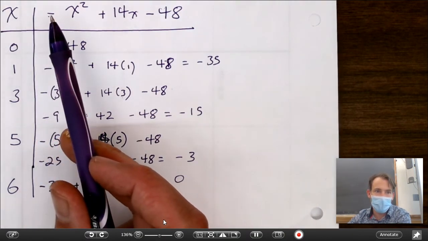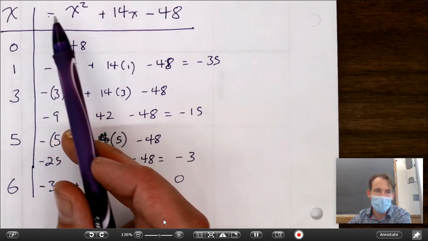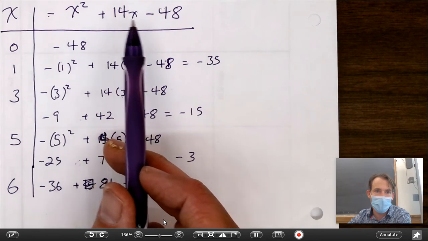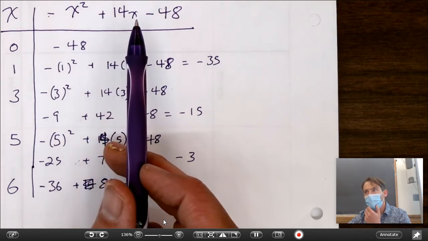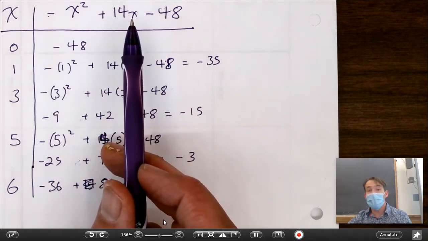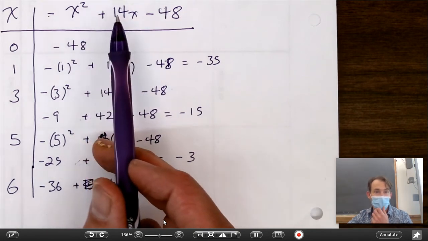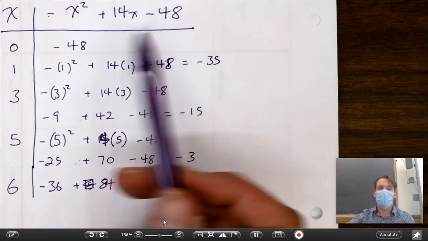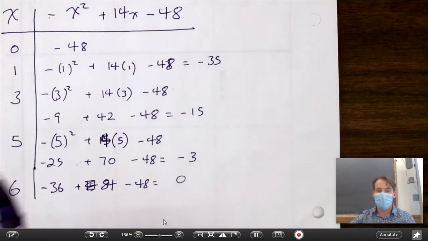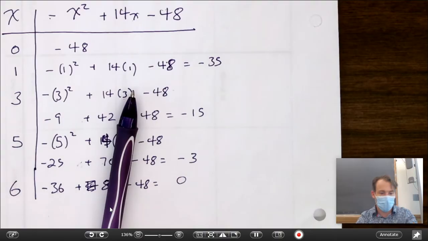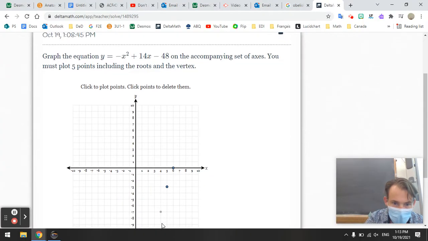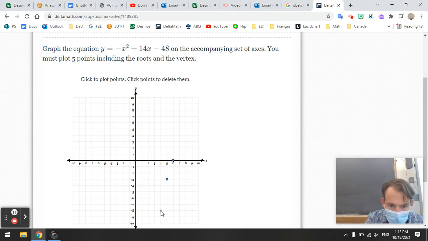Y is equal to negative x squared, so 4 squared. So negative 16 plus 14 times 4. 14 times 4 is 56. So I have negative 16 plus 56 is 40. Minus 48 is negative 8. So then I have this point over here. 4 is negative 8. Okay, so that's that point down there, negative 8. And then it went up there, and then it went up here.